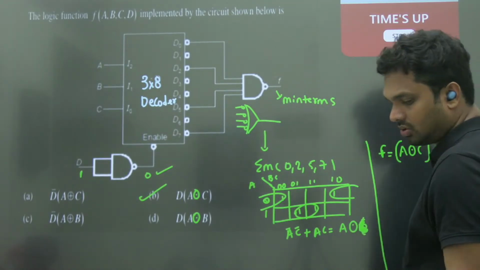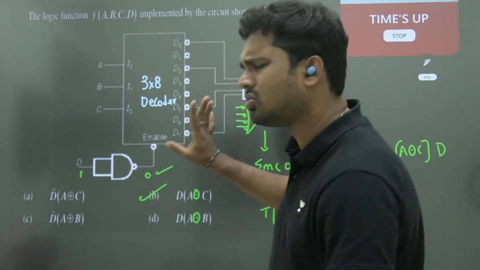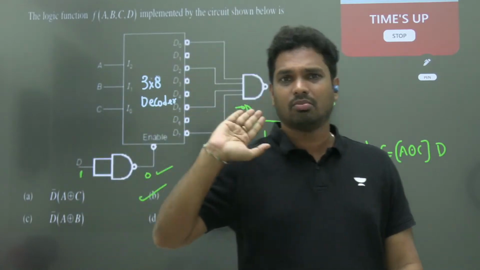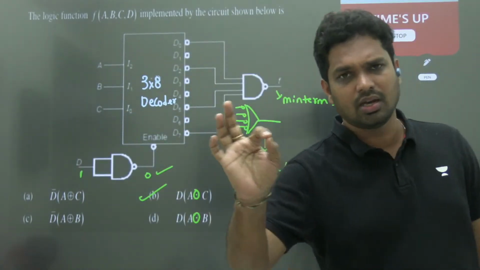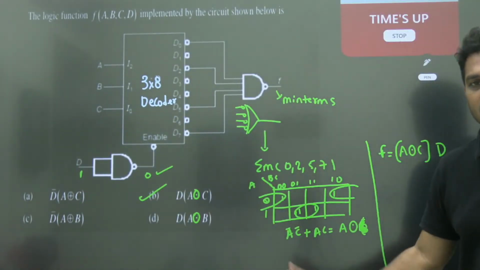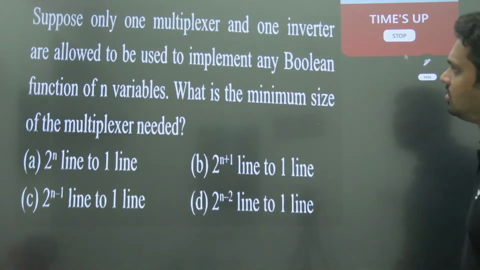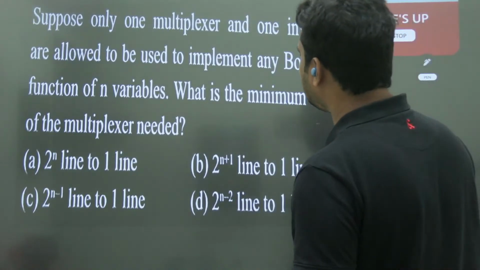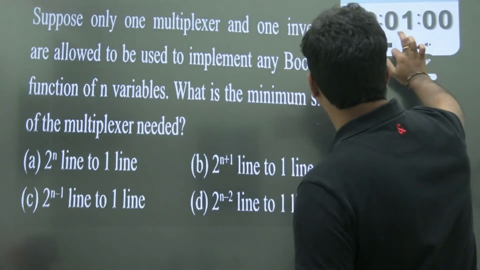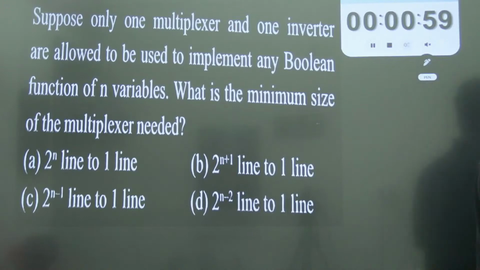So there is a question on decoder. For the electrical students, I have done a sufficient number of questions, so you can answer any PYQ. I hope you attended this short duration session also, right? Any one multiplexer and one inverter is allowed to implement any Boolean function. Yes, you can answer this question. This was discussed in class.